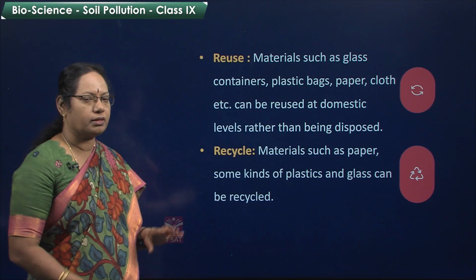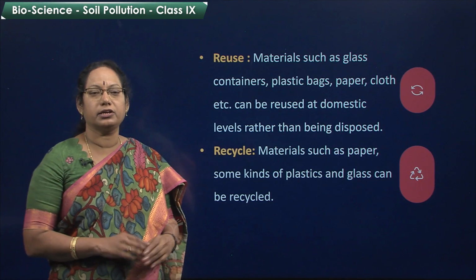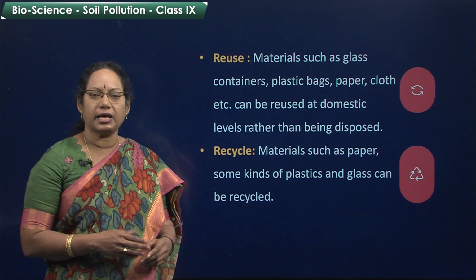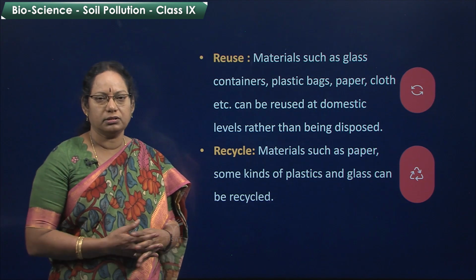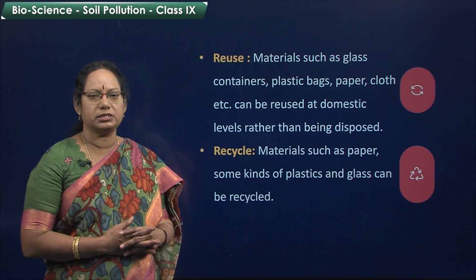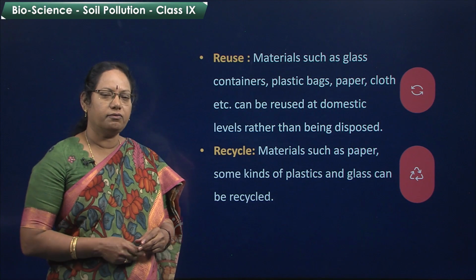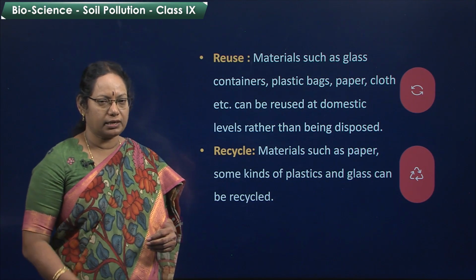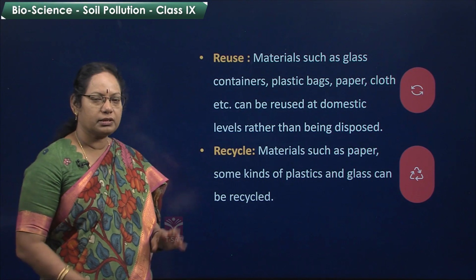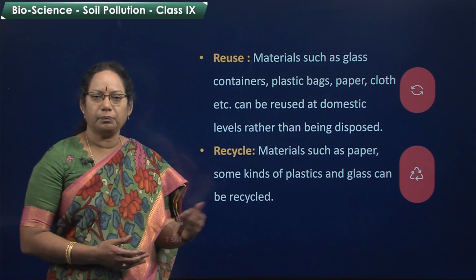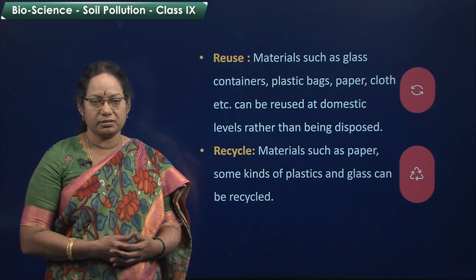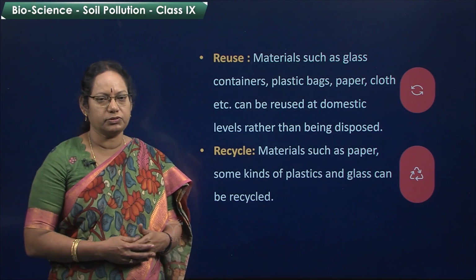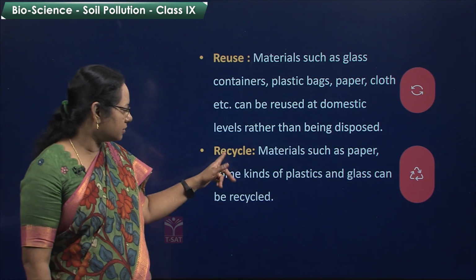Now, reuse. Some materials we can reuse over and over again, like glass containers, plastic bags, paper, cloth, etc. They can be reused at domestic levels rather than being disposed of. One-time use and then disposal is not correct. We have to reuse again and again. And recycle. Some materials like paper, plastic, glass, metals and cloth can all be recycled and formed into other types of products which can be used in other ways. This is called recycle.